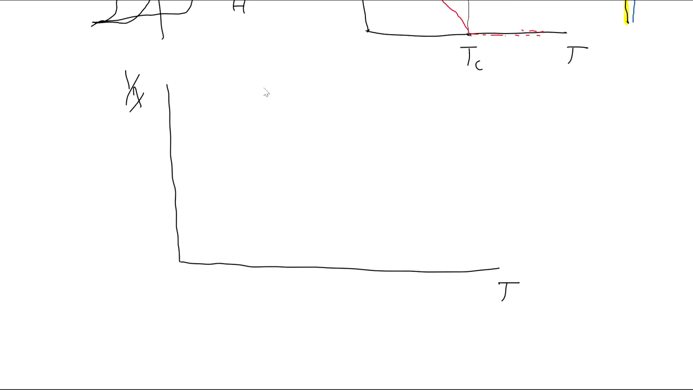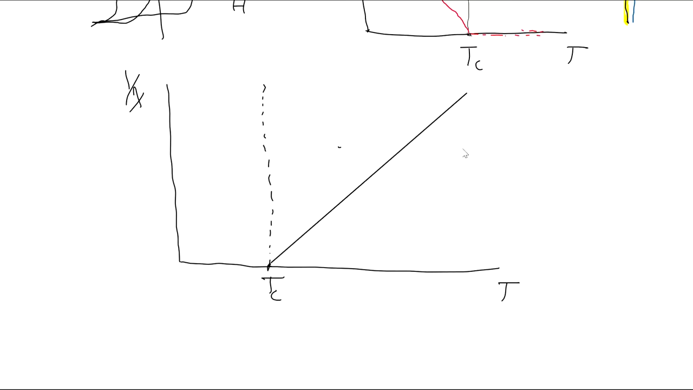Again, as you remember, there is this Curie temperature, TC. Above Curie temperature, we have a paramagnetic state. And as you remember, it's just a straight line, and inverse susceptibility is proportional to temperature. It goes to zero at Curie temperature. This is ferromagnet.